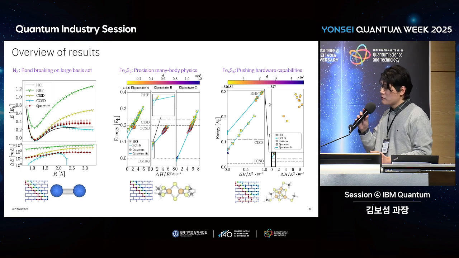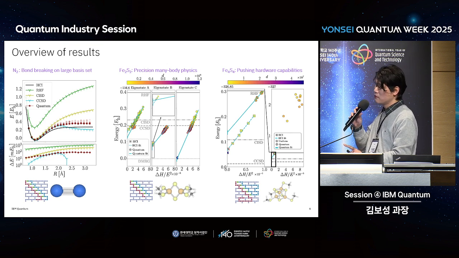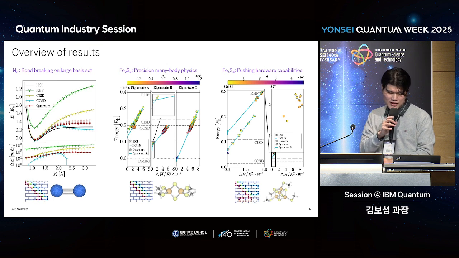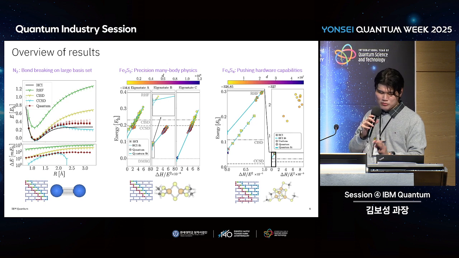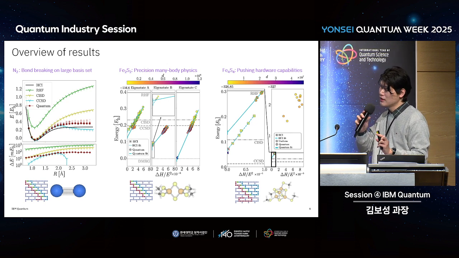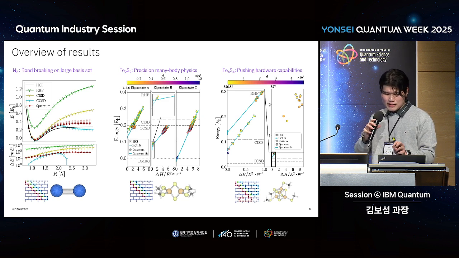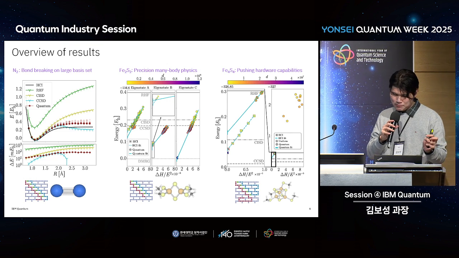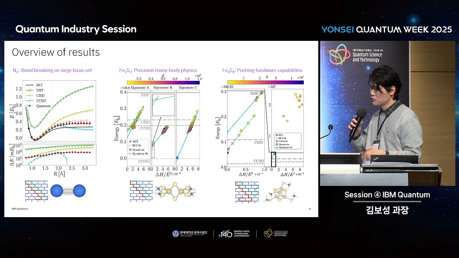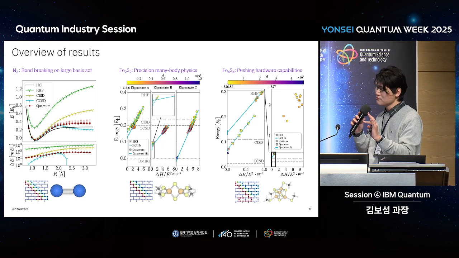Just for an overview, we will look into each figure at the end of this presentation. But you can see that we have simulated the N2 molecule, the Fe2S2 cluster, as well as Fe4S4. We have simulated their energy levels, energy bounds, and eigenstates with a range very comparable to the classical state-of-the-art algorithms.